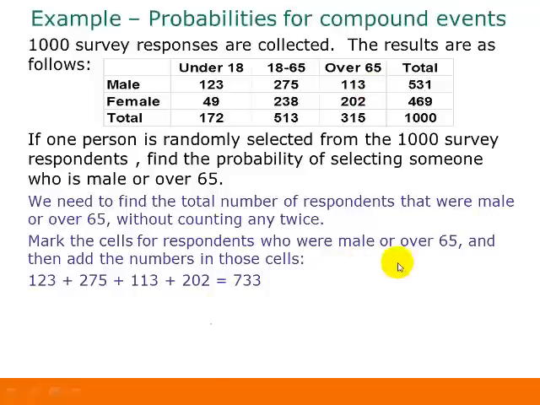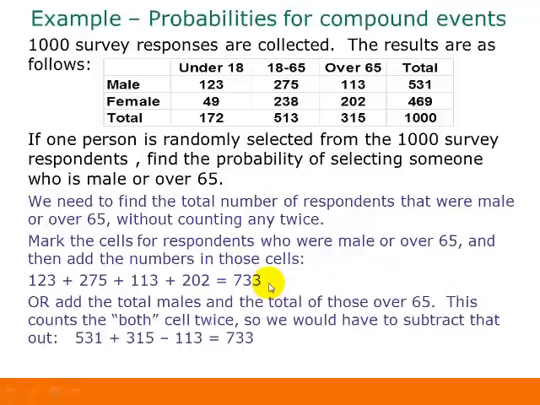Now we also need to count the respondents who are over 65. We already counted the 113 in this cell, so we don't want to add that one in again because we don't want to count anyone twice. So we're going to add on the 202 that were over 65 but female. So we're just adding the numbers from these 4 cells together, and that gives us 733.